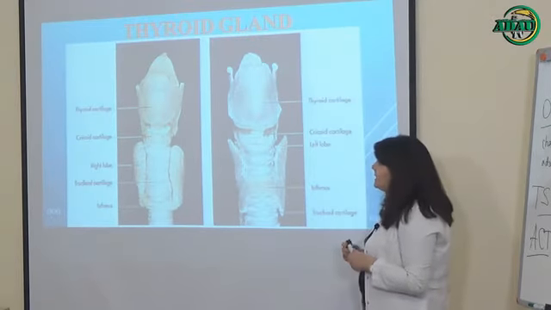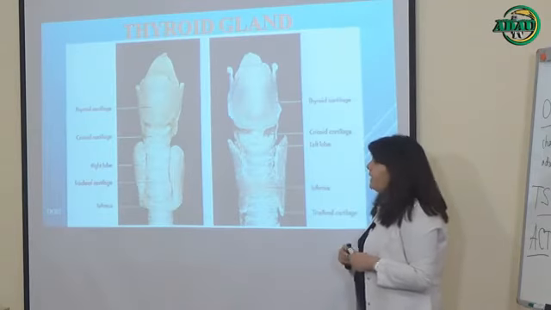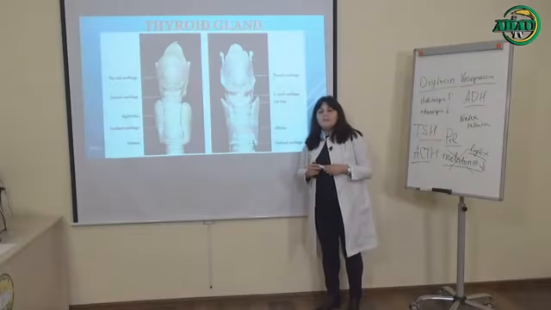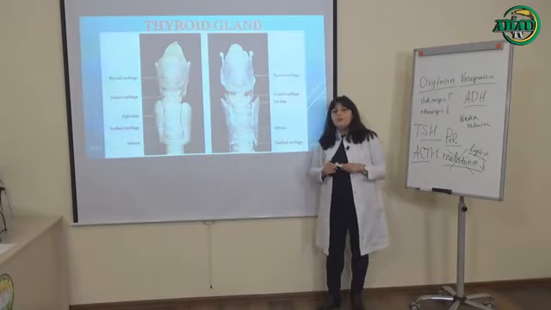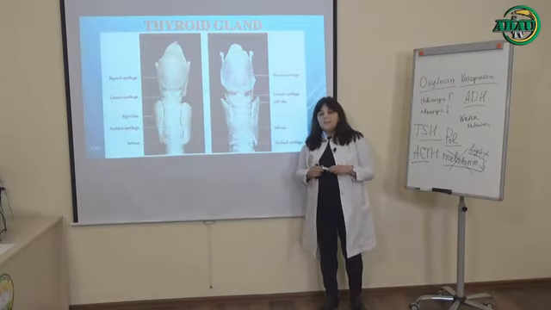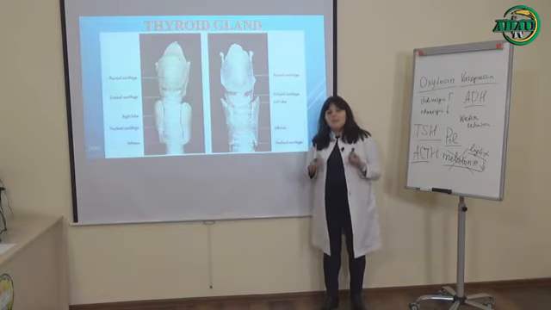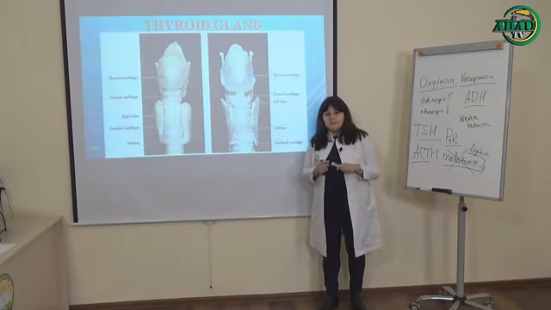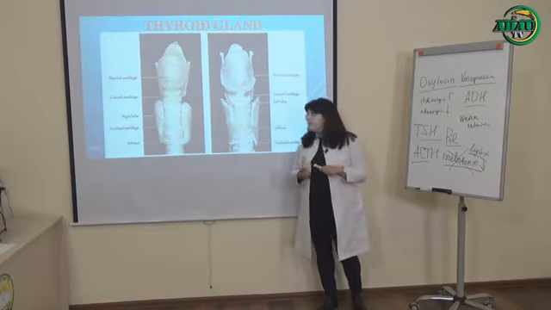Mainly, these glands are located on both sides of the trachea. In different animals, for example, in cats, it occupies the first 7 to 10 tracheal rings. In dogs, it occupies the first 5 to 7 tracheal rings. So the size and the location can be a little bit different in different domestic animals.